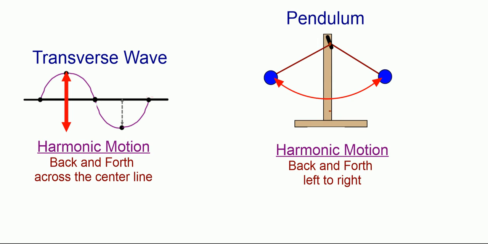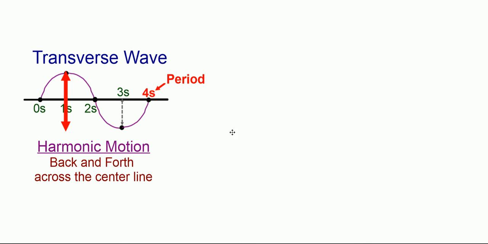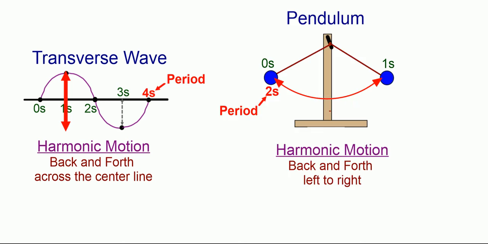How about the pendulum? Is he going back and forth? Sure, that ball will start here, go that way, and come back and forth, back and forth, back and forth. So this thing does display harmonic motion back and forth, left to right. And because it's doing that, we can discuss its period. Now back here in the transverse wave, it took 4 seconds to go back and forth once. That was its period.